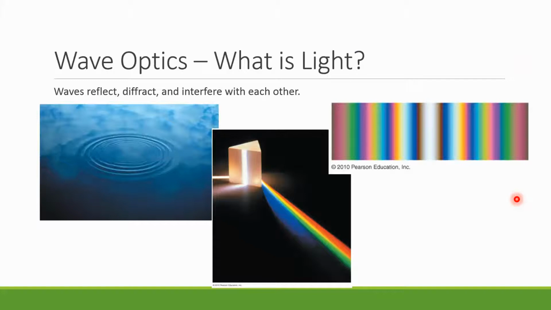So let's look at wave optics, light acting as a wave. If we consider light as a wave, we find that light waves can reflect off of surfaces, they can diffract, and they can interfere with each other. We're going to talk about some details of that.